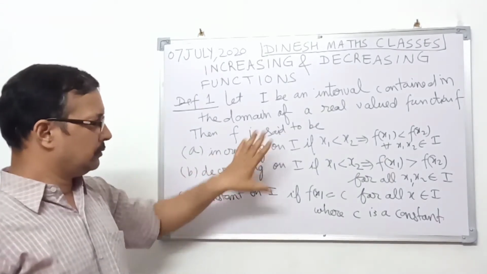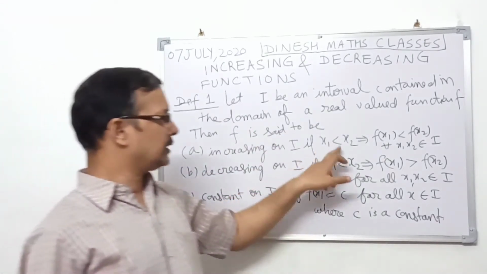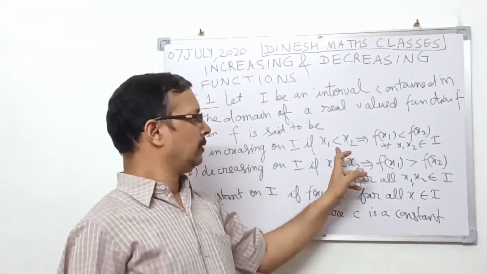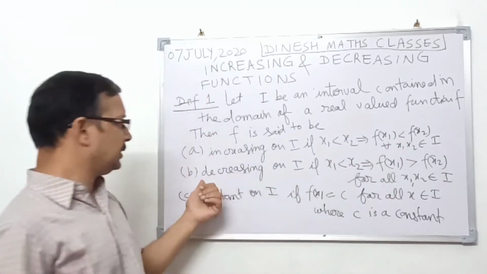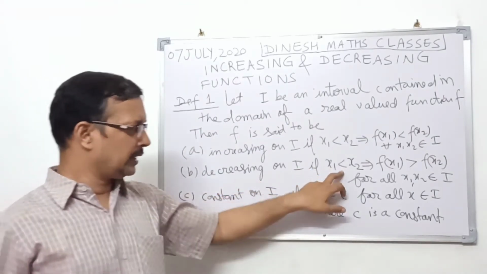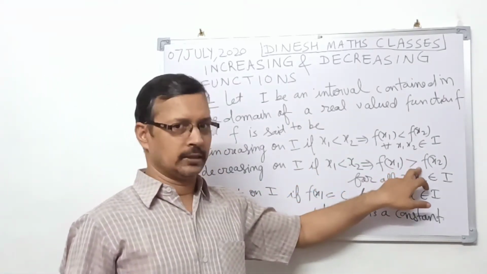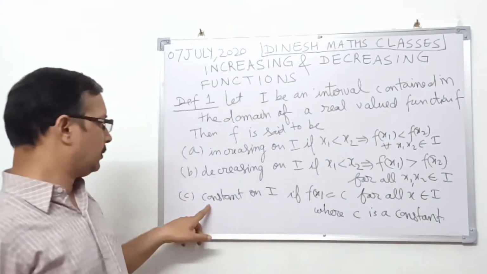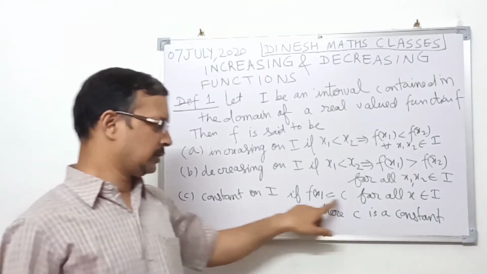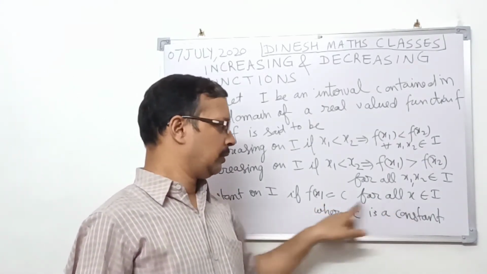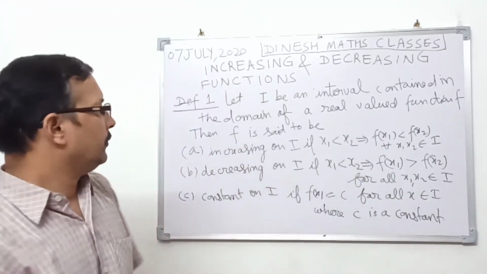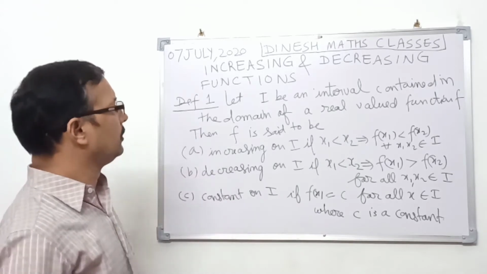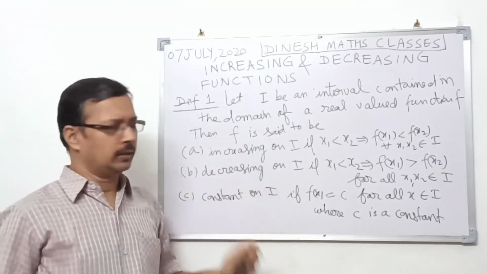In increasing, the point you have to note is that if there is a less than sign on this side, there is a less than sign on this side also. For decreasing, if there is a less than sign on the left hand side, then on the right hand side there is a greater than sign. And for a constant function, f(x) is always constant for all x belonging to the interval. So this is the definition of increasing or decreasing function in an interval.